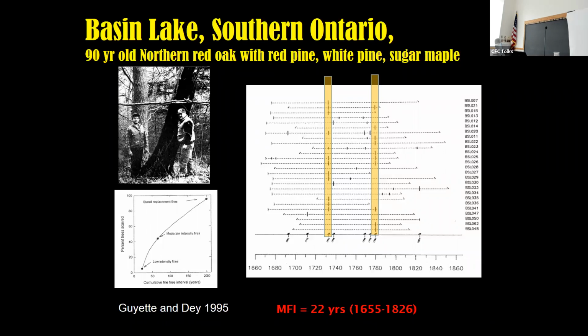Here's another site in southern Ontario, basically showing that not only is there regular fire, but sometimes these are really intense, fairly severe fires, scarring many trees in the same year. We have lower intensity fires, which scar just a few trees. And we have a couple of years here that are actually scarring quite a few trees.